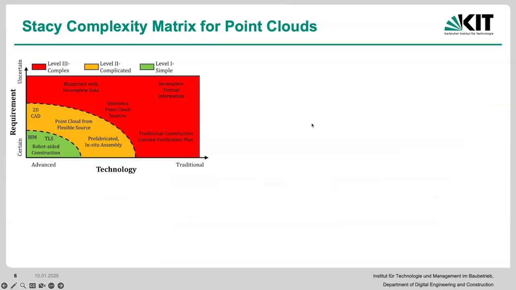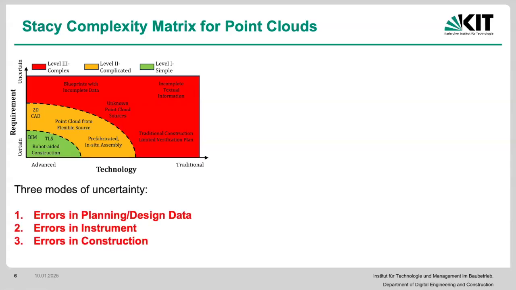And this is essentially a complexity matrix. I give it in 3 different categories. One is the errors in planning and design. That's if you don't have complete information, or you don't have, let's say, 3D information, or you don't have 2D information.